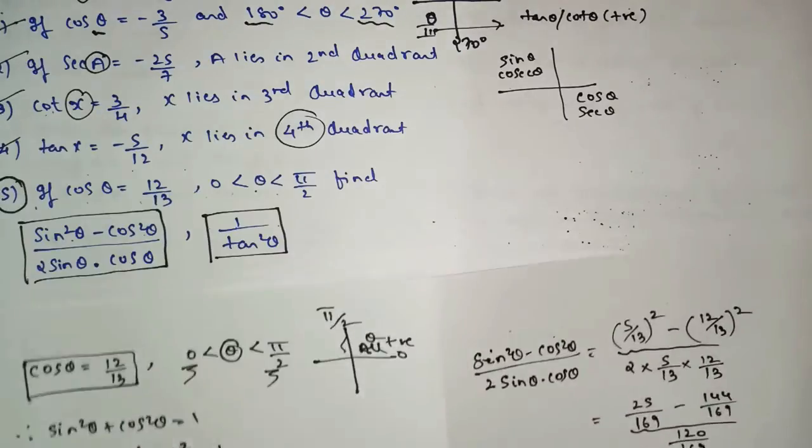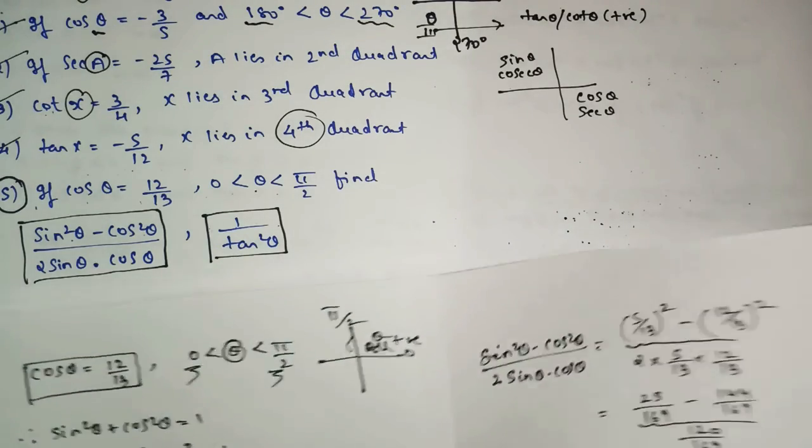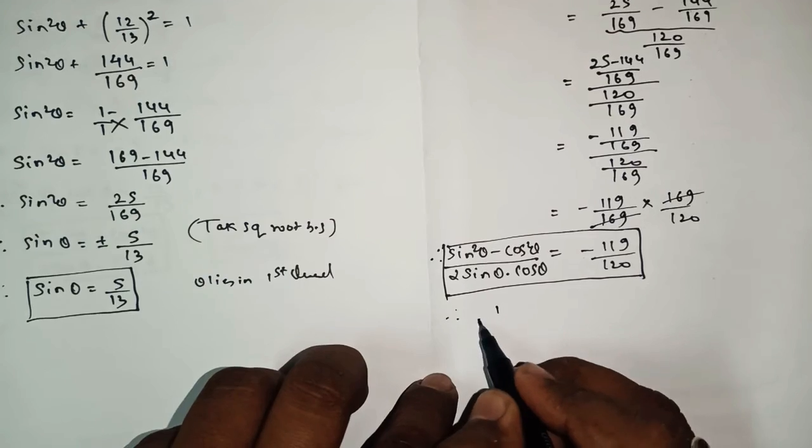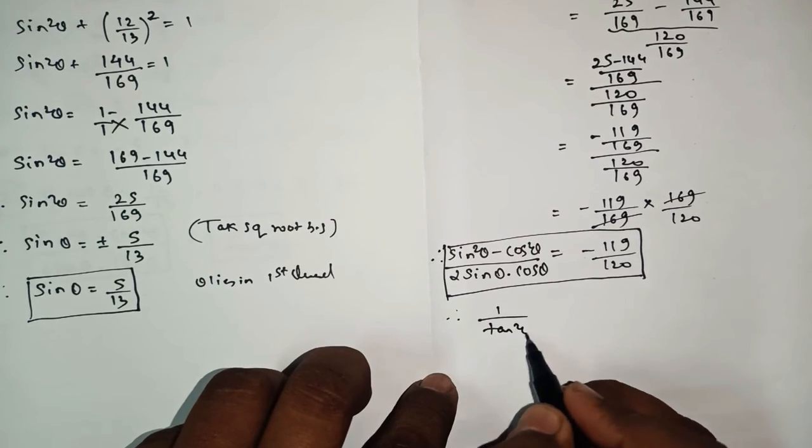So in the second one it says that you have to find 1 upon tan square theta. So now here we have to find 1 upon tan square theta.